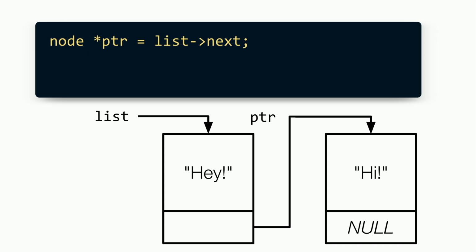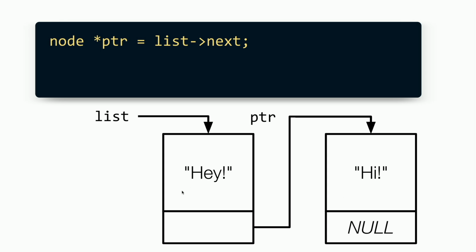And I know it's getting a little bit confusing, but let's try to visualize it. So if list right here is pointing to the node "hey," list arrow next will actually go into this cell and grab the address of the "hi" node. So actually what ptr is storing is the address of the "hi" node.